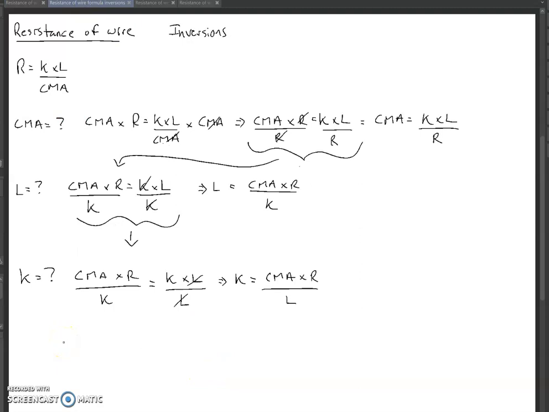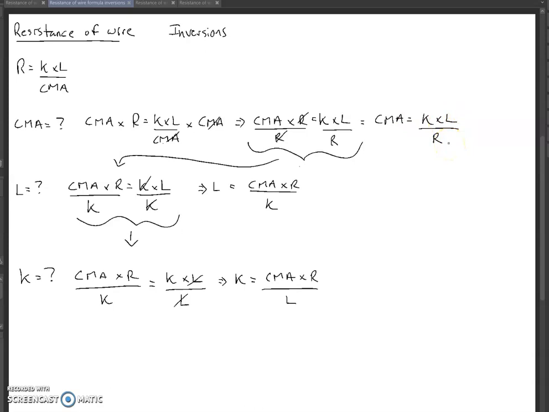If we deal with the inversions, we just play around with everything. R equals K times L over CMA. Say we wanted to solve for CMA, we go through our canceling process. Multiply by CMA, multiply by CMA, do the same thing on the other side. These cancel out. Now you have CMA times R equals K times L. You want to get CMA by itself, so we divide both sides by R. We get CMA equals K times L over R.